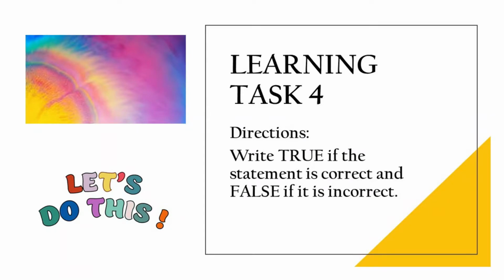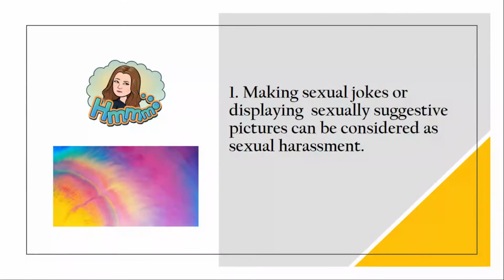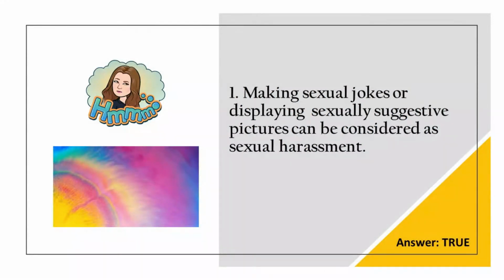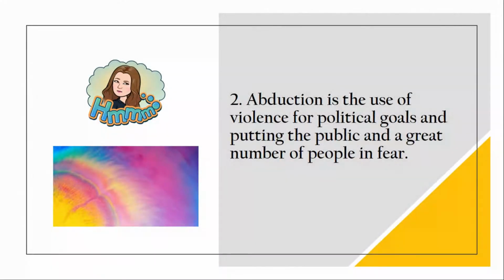Learning task 4. Directions. Write true if the statement is correct and false if it is incorrect. Number 1. Making sexual jokes or displaying sexually suggestive pictures can be considered as sexual harassment. Correct. It is true. Number 2.